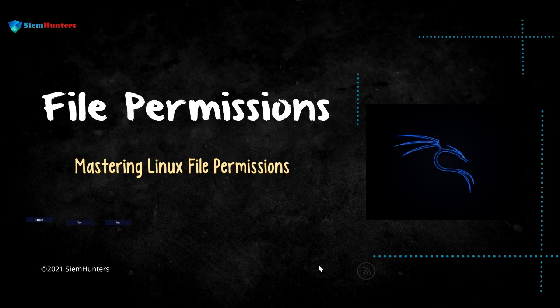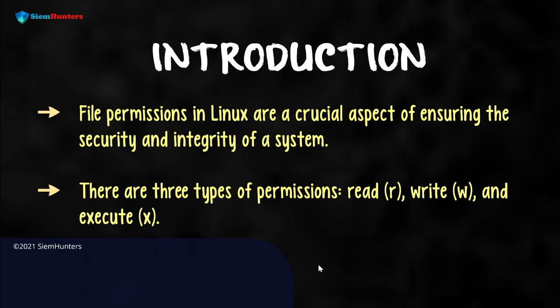In this video, let's discuss file permissions in Linux, mastering Linux file permissions. Coming to the introduction, file permissions in Linux are a crucial aspect of ensuring the security and integrity of a system. These permissions determine who can access, modify or execute a file. There are three types of permissions: read, write and execute. These permissions can be set for three different groups: the owner of the file, the group that the file belongs to, and all the other users.